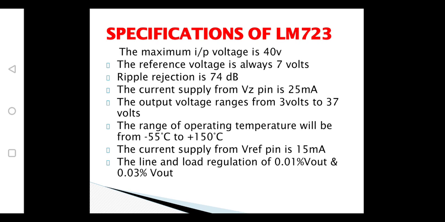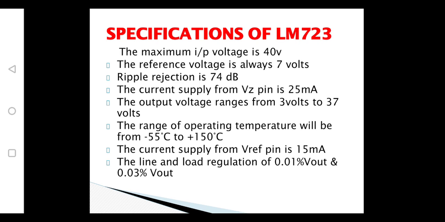The output voltage range is from a minimum value of 3 volts to a maximum value of 30 volts, and it can be operated in a temperature range of minus 55 degrees to plus 150 degrees centigrade. And the current supply from the reference supply should be 15 milliamperes.